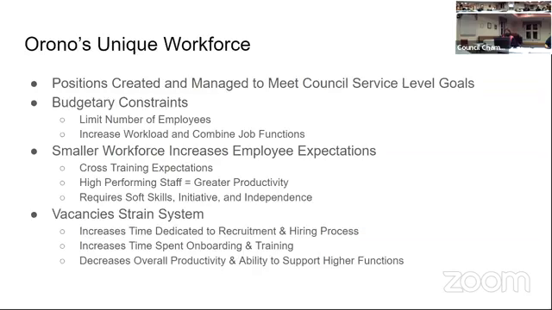We talked about cross-training. Also, we need higher performing staff to get the greater productivity that we expect out of a smaller workforce. Our small workforce also requires that everybody on staff have soft skills, as opposed to being able to hide people who might not have those soft skills. They have to have initiative. We don't have enough people to go around and make sure that people want to be doing their work. What a lot of places term the extra mile is the expected mile in Orono. And everybody has to be able to work independently.